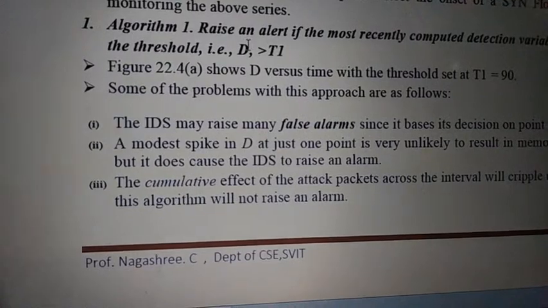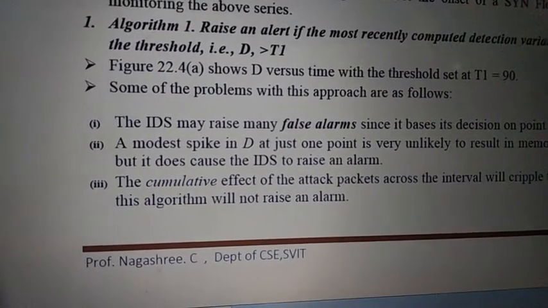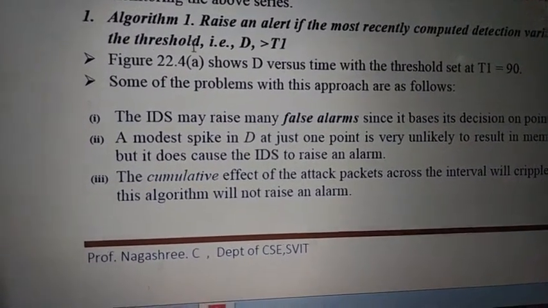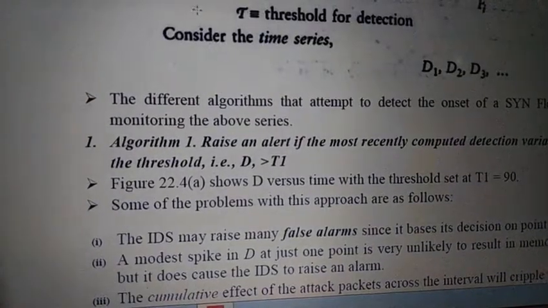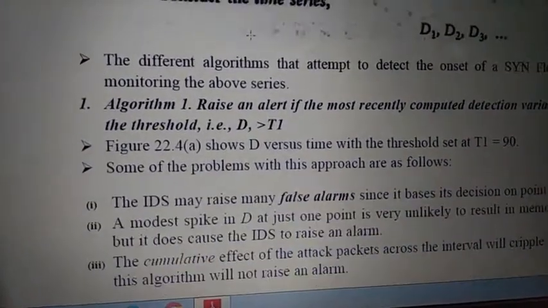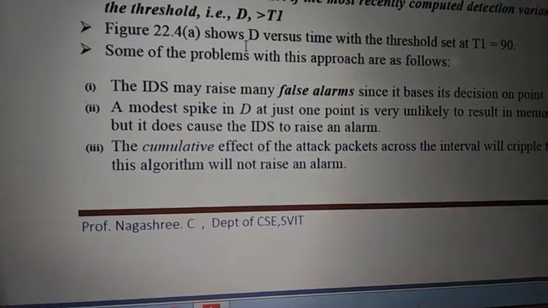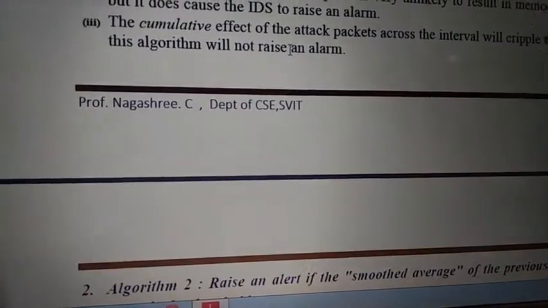Algorithm 1 is to raise an alert if the most recently computed detection statistic D_i exceeds the threshold. D_i is the normalized difference. So if it exceeds the threshold, then we are generating an alarm, right?